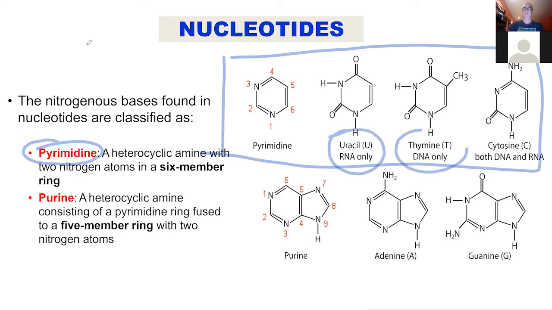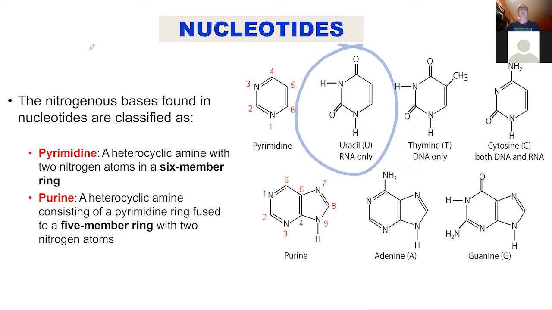Uracil, thymine, cytosine. And this is the other difference between RNA and DNA. It's the only other difference. Uracil is only found in RNA. And the only difference between uracil and thymine is that methyl group right there. And that's more important than you can imagine.